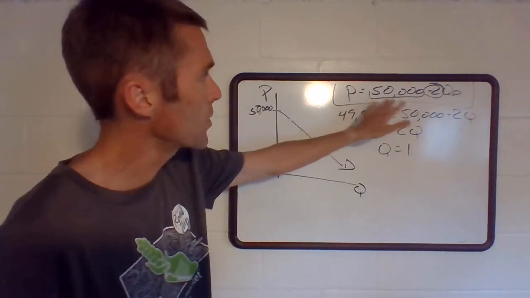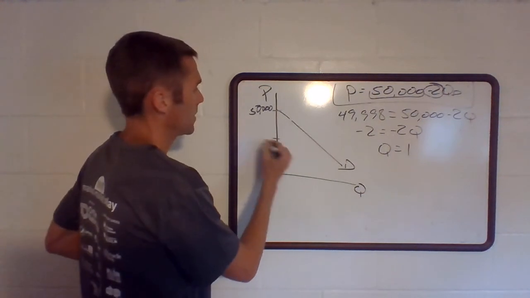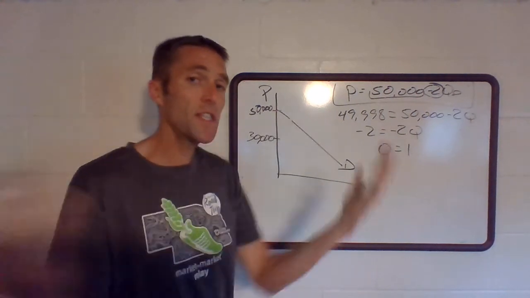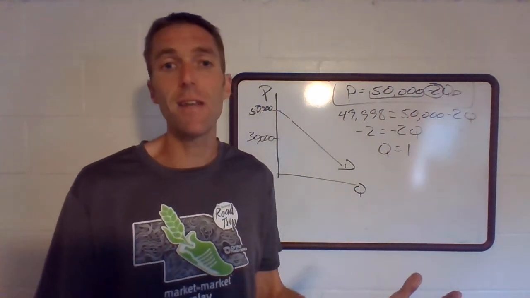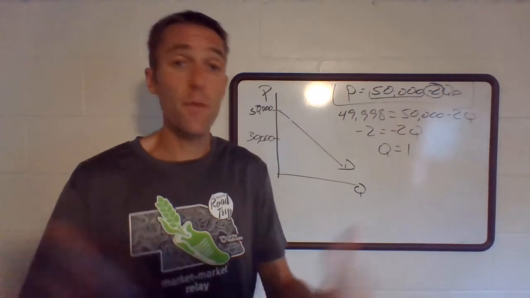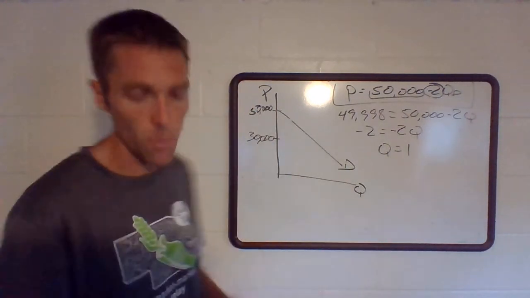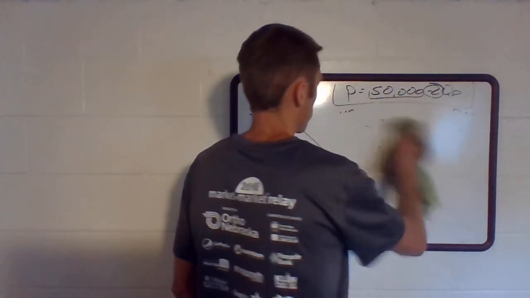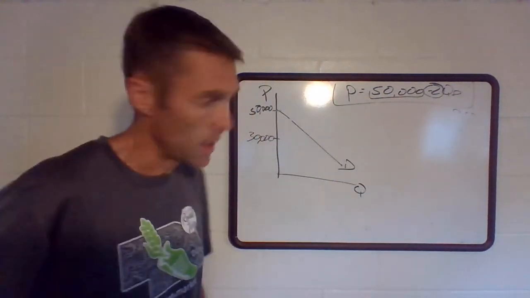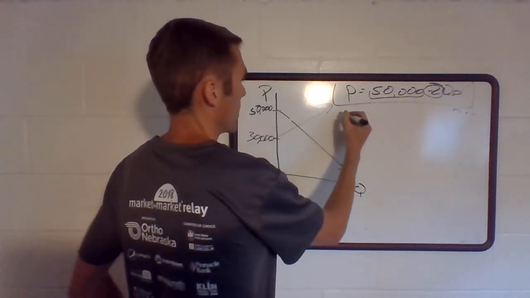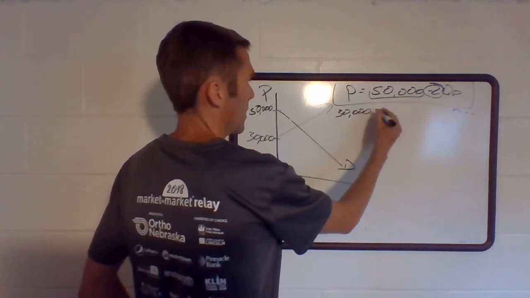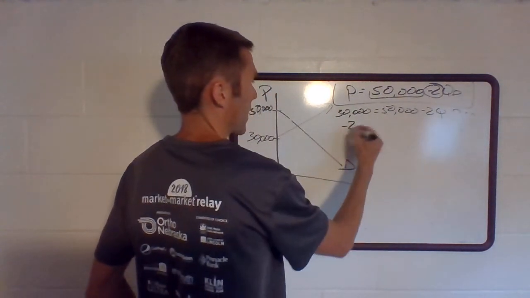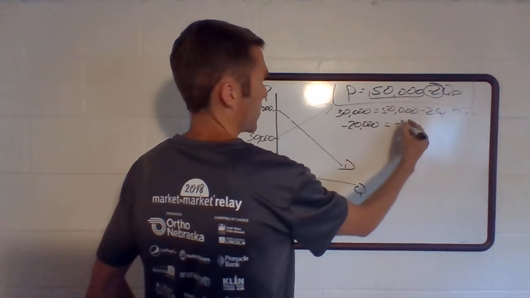So this demand curve gives us the opportunity to say, well, I wonder what would happen if the price were $30,000. Now, this is not looking at the market, it's just understanding what behavior would be. If the price were $30,000, well, what would the quantity demanded be? Well, we just plug 30,000 in for P. 30,000 is equal to 50,000 minus 2Q. So negative 20,000 is equal to negative 2Q.